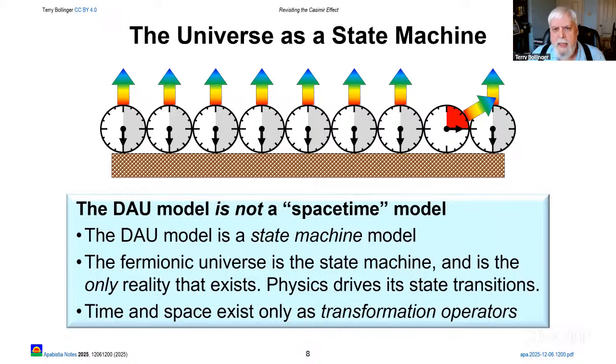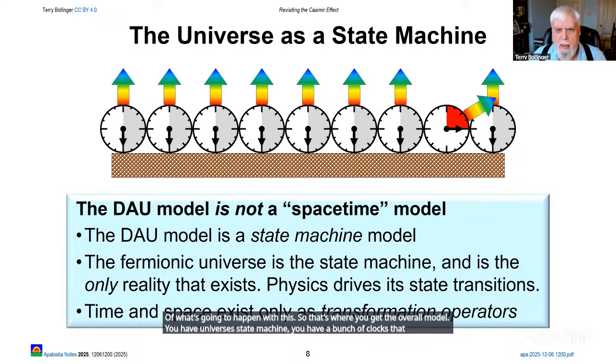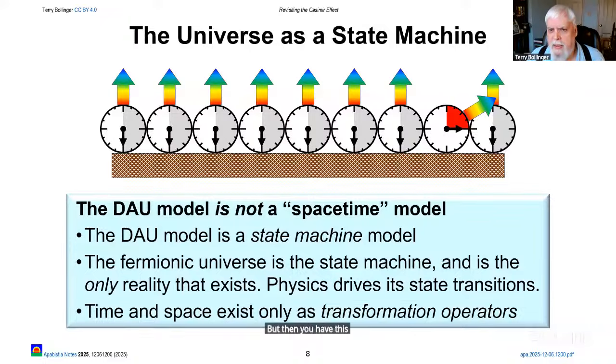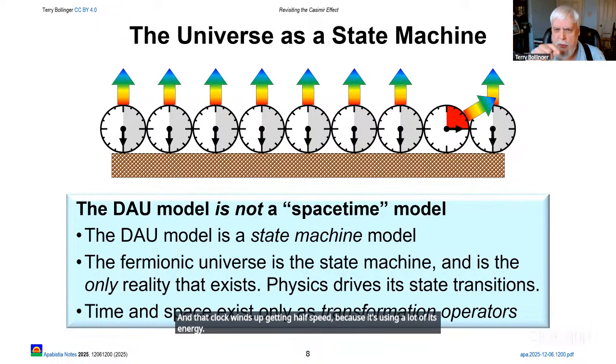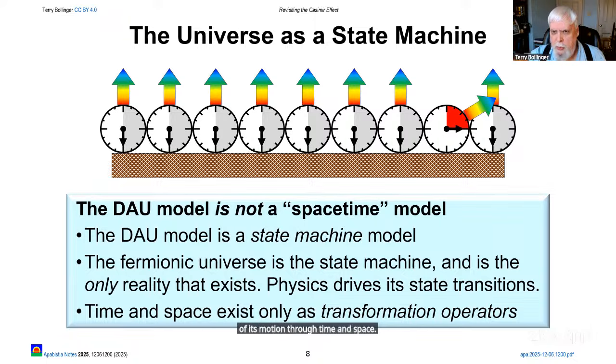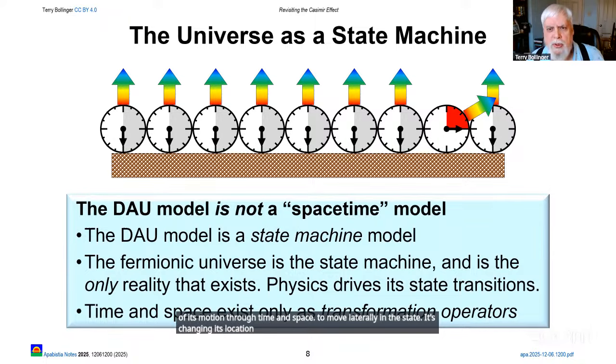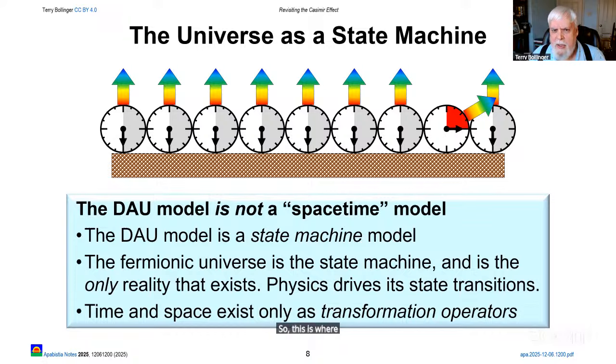So that's where you get the overall model. You have a universal state machine. You have a bunch of clocks that are all going in parallel. They're all saying, we're going to do the same thing. But then you have this outlier here who's going at a different angle, in this case, a 60-degree angle from vertical. And that clock winds up getting half speed because it's using a lot of its energy, all of its motion through time and space to move laterally in the state. It's changing its location in the state machine as opposed to simply iterating within one single place. So this is where I say this is not a space-time model.